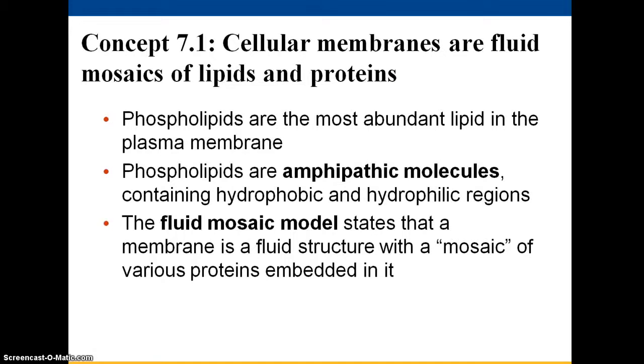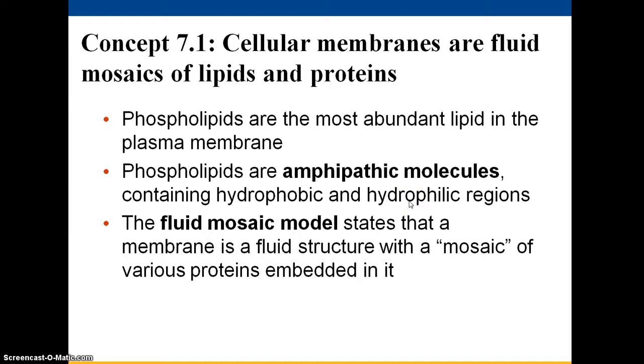When we look at the cell membrane, we find that phospholipids are the most abundant lipid in the plasma membrane. We'll also examine the roles of proteins and carbohydrates in membrane function in a little while. When we focus on phospholipids, though, they can be described as amphipathic molecules. Amphipathic simply means that they contain both hydrophobic and hydrophilic regions.